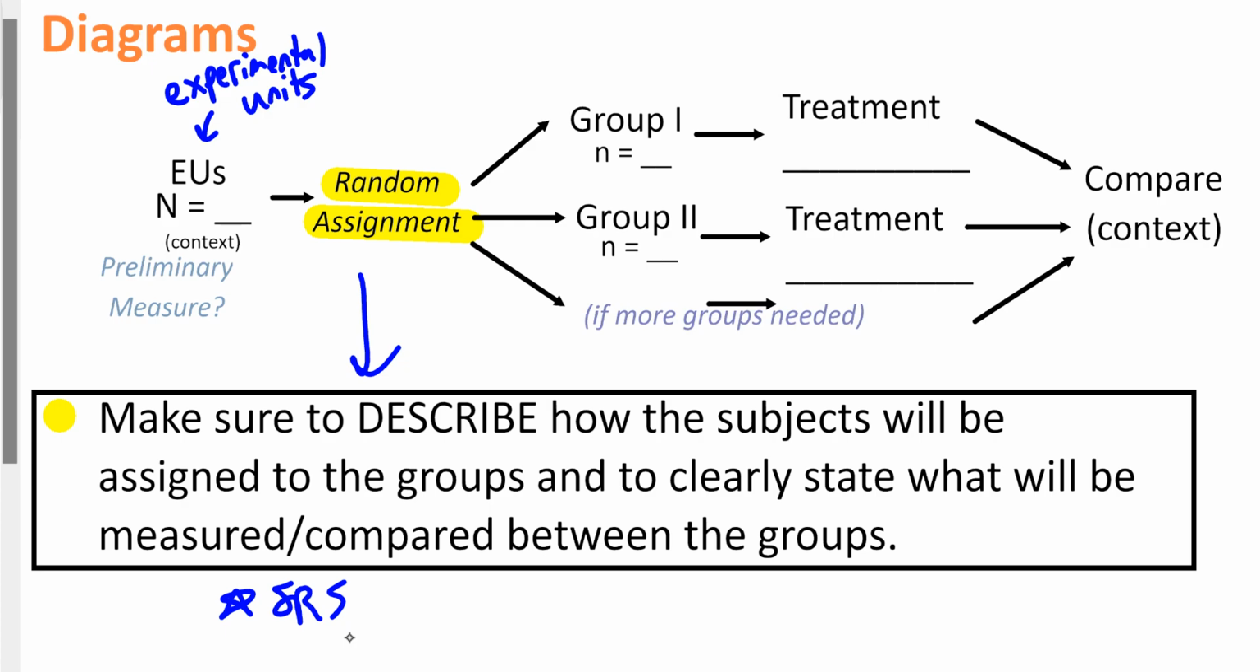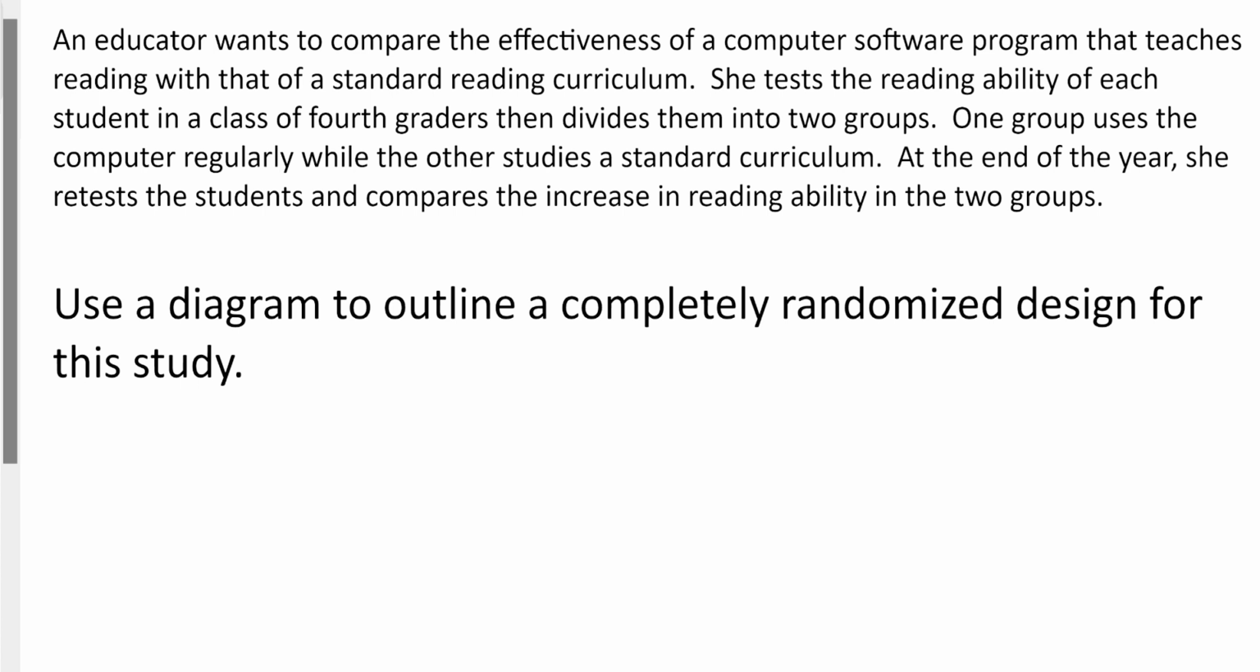All right? So let's look at an example. I'm going to actually do this example with a diagram, and then I'll show you another example, and we'll use a different route. So an educator wants to compare the effectiveness of a computer software program that teaches reading with that of a standard reading curriculum. So we're going to compare a computer software program to a standard reading curriculum. And if we want to compare 2 different treatments, we want to use an experiment.